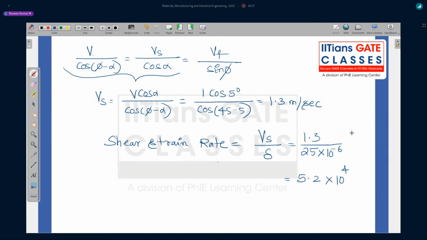So what is that unit? Meter per second here, right? Divided by meter, right? So meter gets cancelled, it will be second inverse. That's it. That is the answer. Okay, very good. Hope you got this answer in the examination. Now, next.